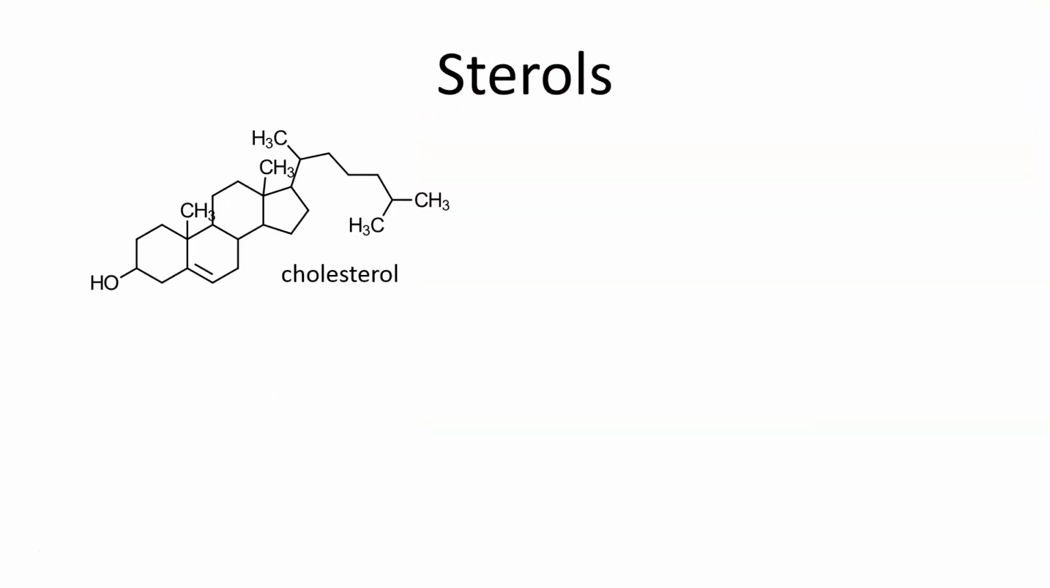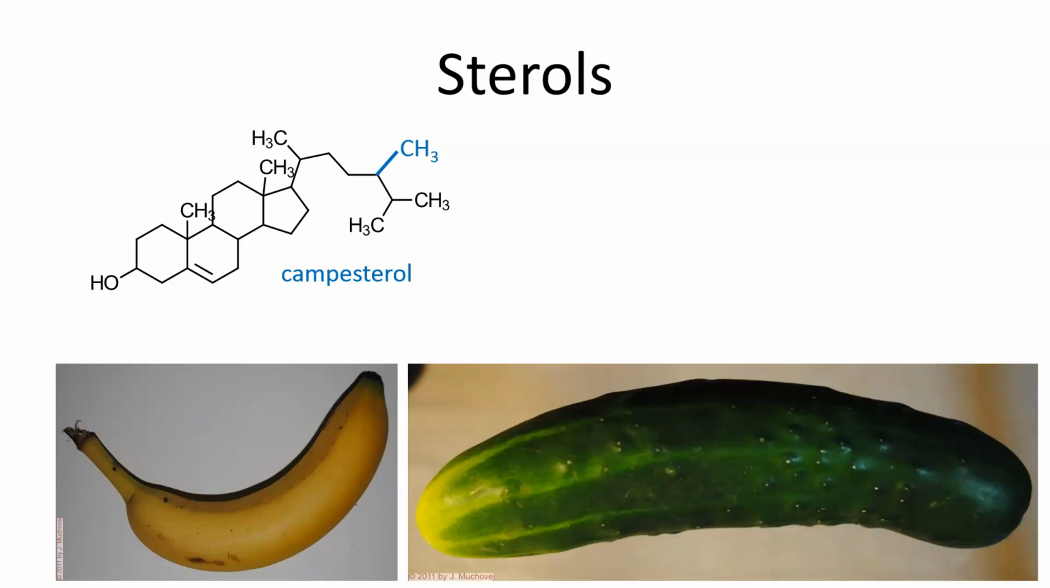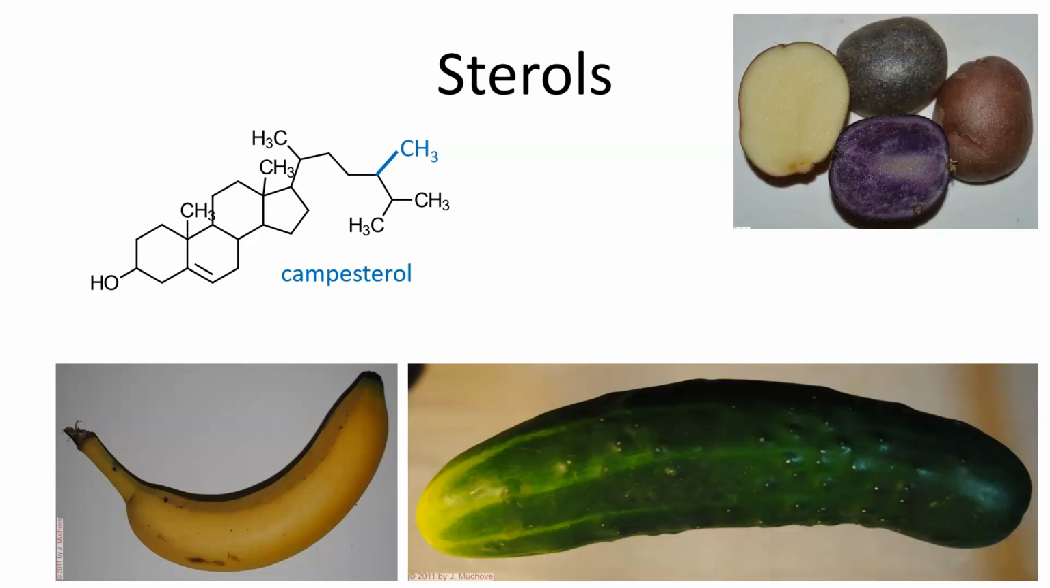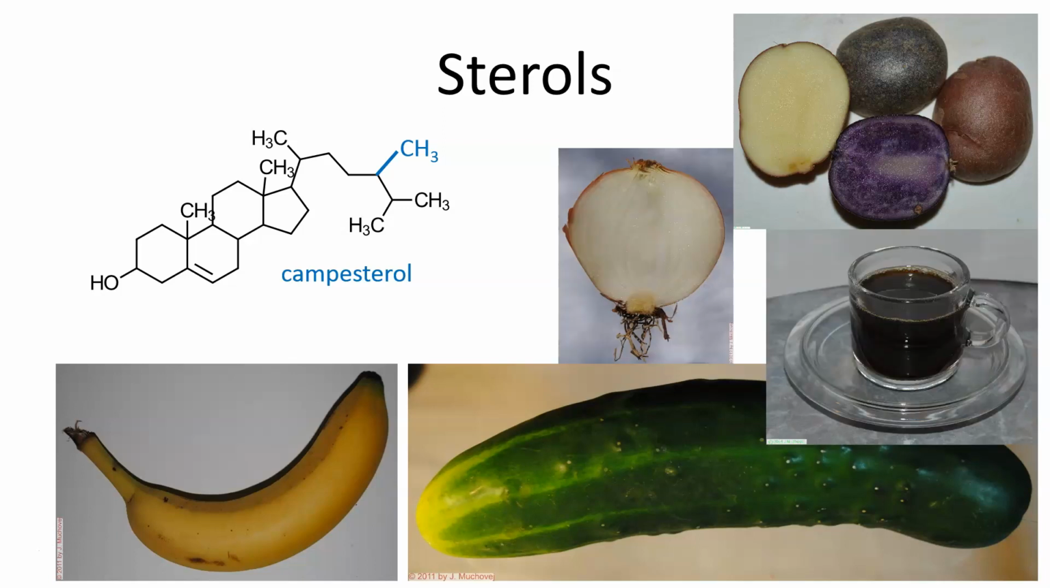We've got sterols, cholesterol. We've all heard of that one. Do plants have cholesterol? Yes, they do. But normally we don't think of plant cholesterol being bad for us. Plants also make a material called campesterol, which can be converted into cholesterol very easily. Campesterol is found in things like bananas, cucumbers. These are potatoes. Now these potatoes, you can see we've got white potatoes and we got purple potatoes, and they all have these different types of sterols in them. Onions have sterols in them, as does our cup of coffee.